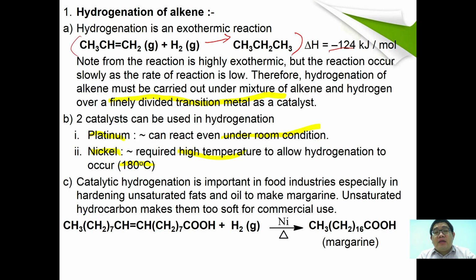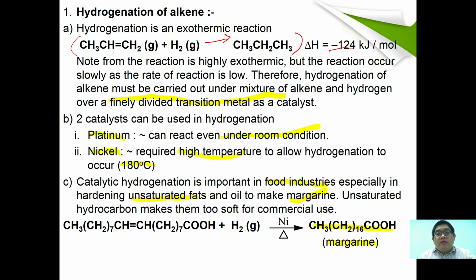Now, what is the importance of catalytic hydrogenation? It is often used in the food industry, especially in hardening unsaturated fats and oils to make margarines. We know that unsaturated hydrocarbons are too soft for commercial use, so that's why they have to undergo hydrogenation in order to create saturated hydrocarbons. Okay, so this is generally about the hydrogenation of alkene.